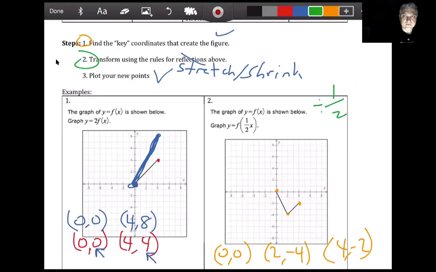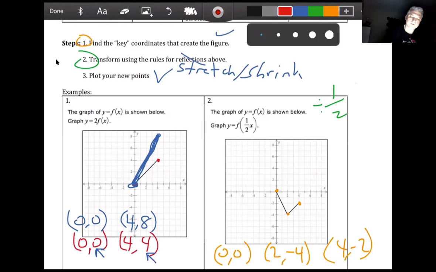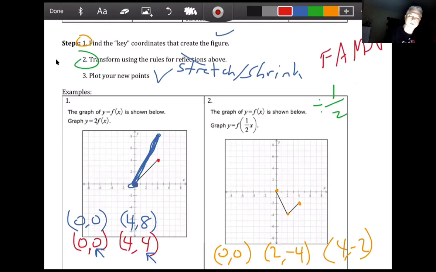Dividing by 1/2. I don't like to divide by fractions. I like to famzo. Flip and multiply the second one. So if I have something divided by 1/2, 1/2 is the second one. So I'm not going to divide by 1/2. I am going to multiply by the flip, or the reciprocal, of 1/2, which is 2 over 1.